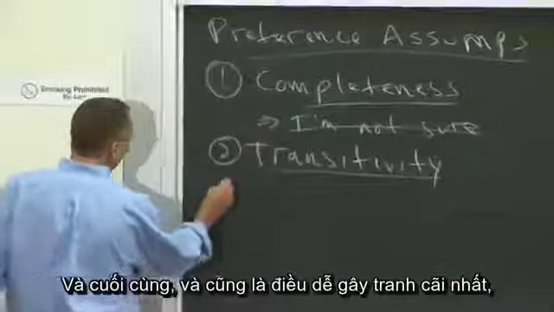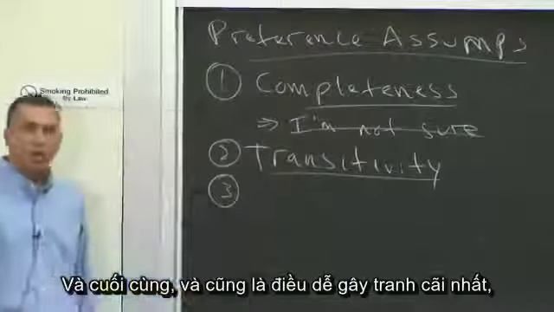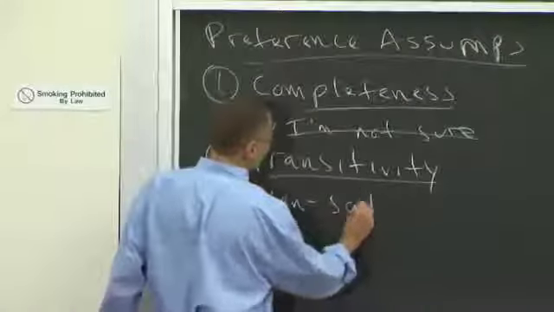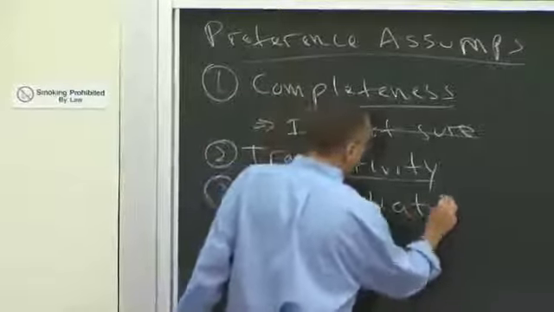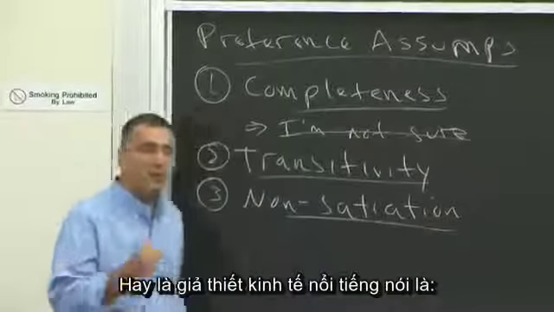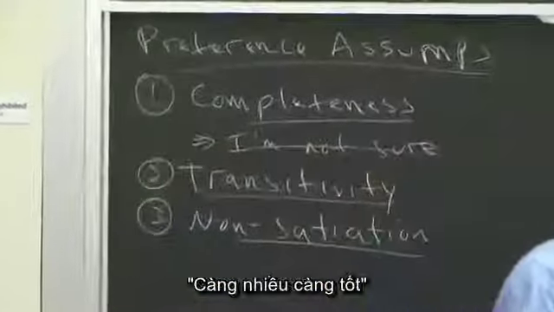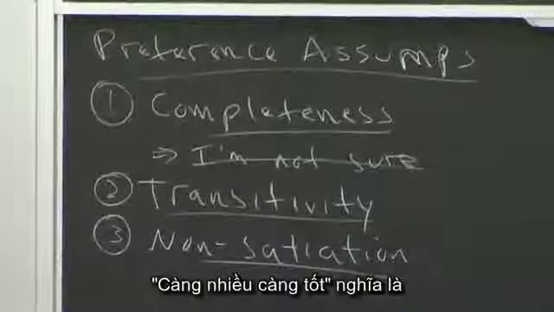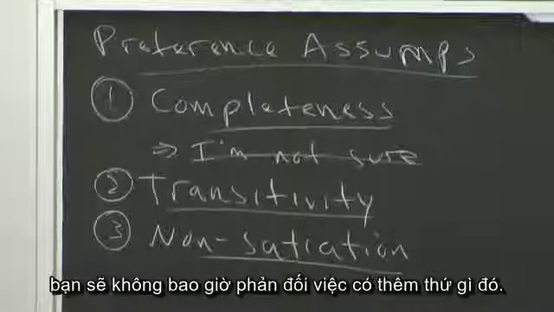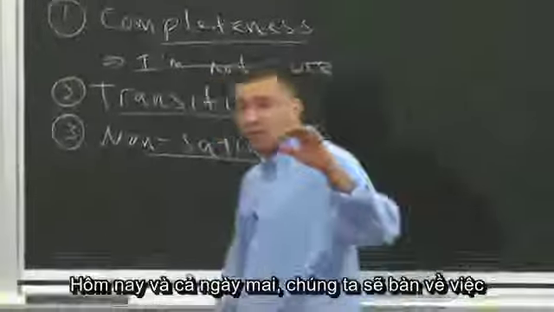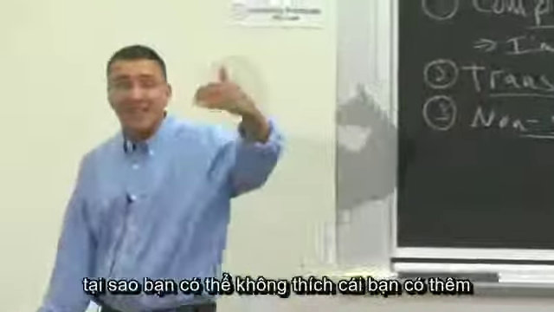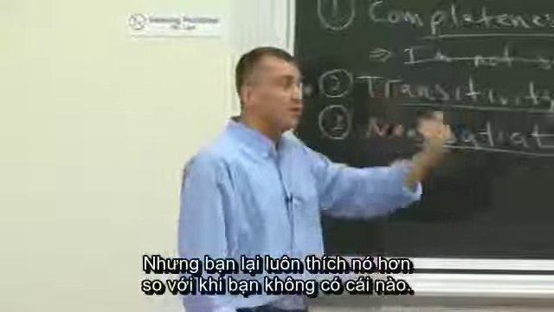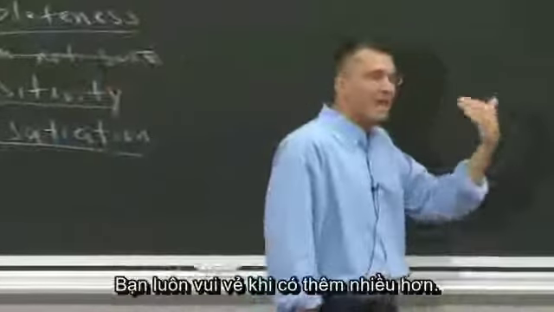And then finally, and probably most controversial, we're going to assume non-satiation, or the famous economic assumption of more is always better. That is, you never would turn down having more. Now, we're going to talk later today and tomorrow about why you might not like the next unit as much as you like the current unit. But you'll always like it greater than 0. You're always happy to have more.